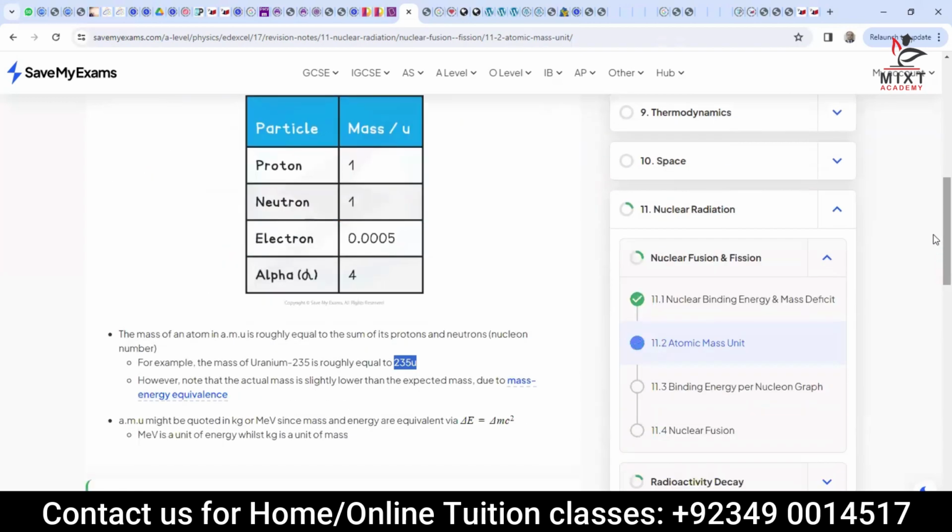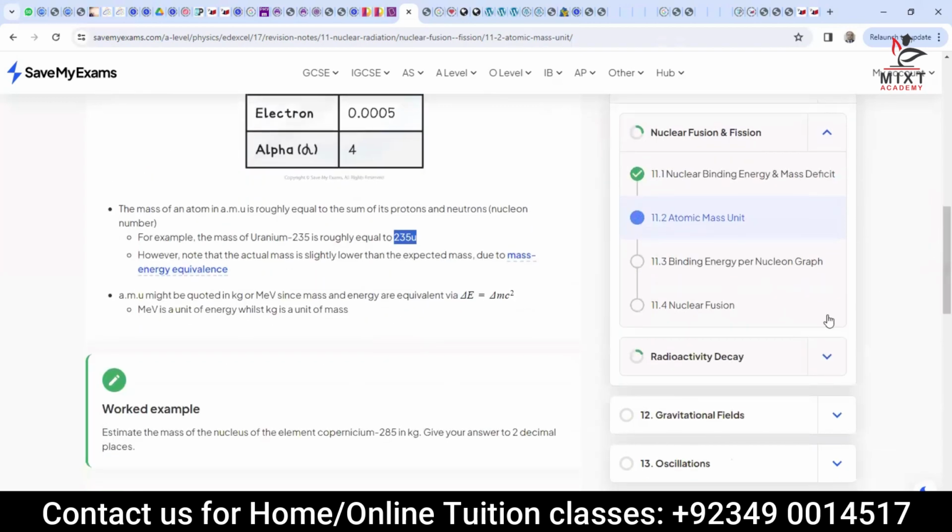Now, I think let's do the numericals. Let's say estimate the mass of the nucleus of an element copernicium 285 in kilograms, giving your answer to 2 decimal places.